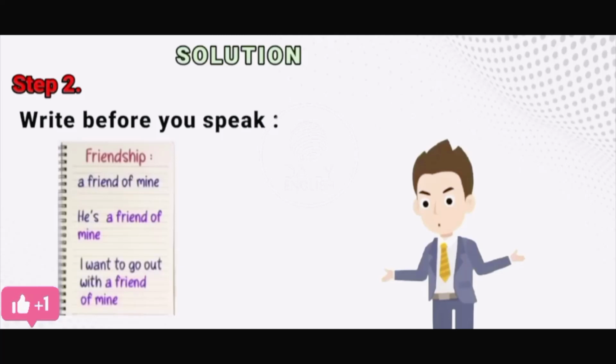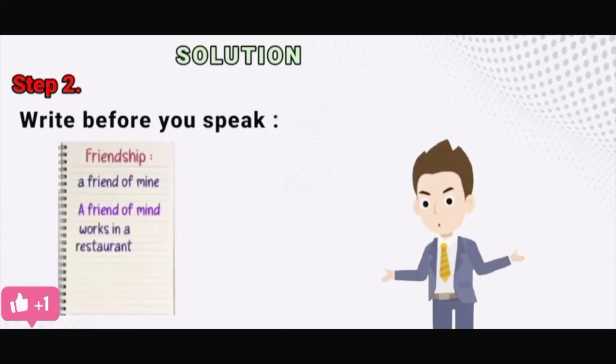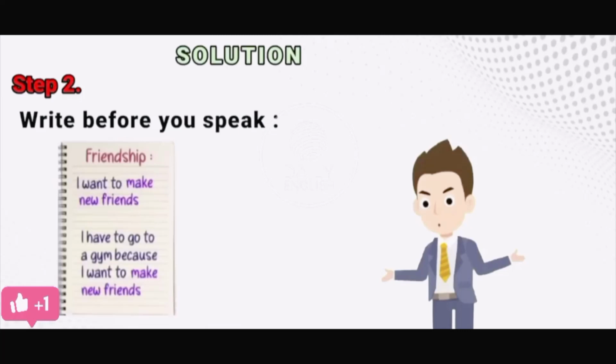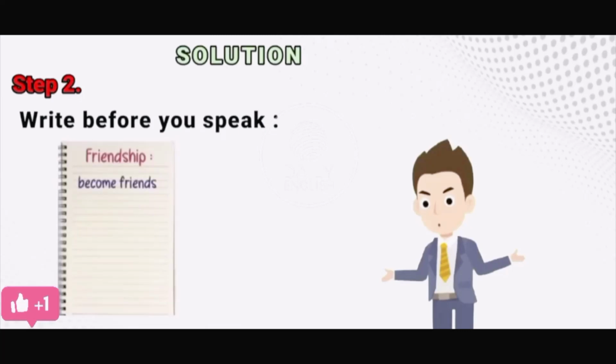I want to go out with a friend of mine. A friend of mine works in a restaurant. Let's use an adjective. A close friend of mine works in a restaurant. You see, I'm trying to mix things together to make different sentences. I want to make new friends. I have to go to a gym because I want to make new friends. Or you can say become friends.